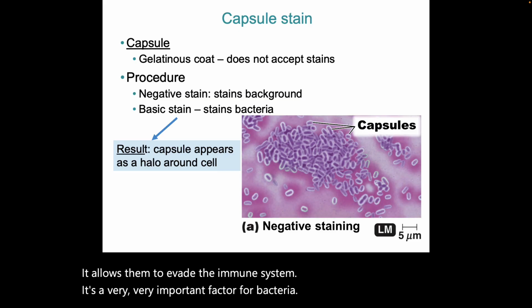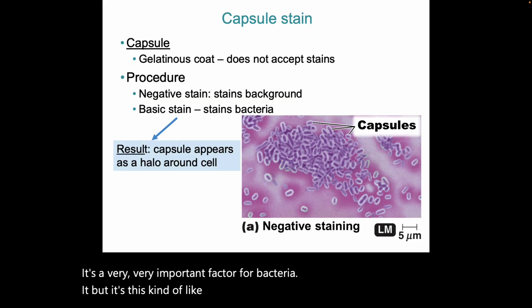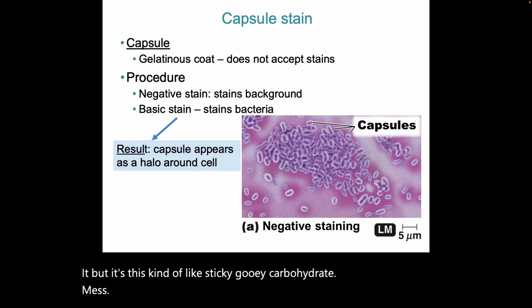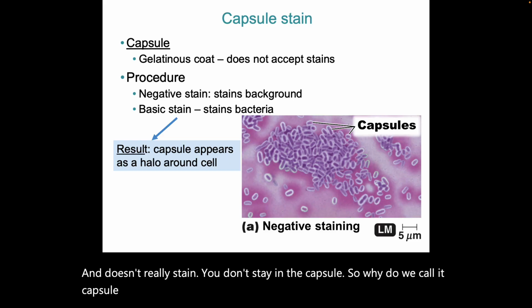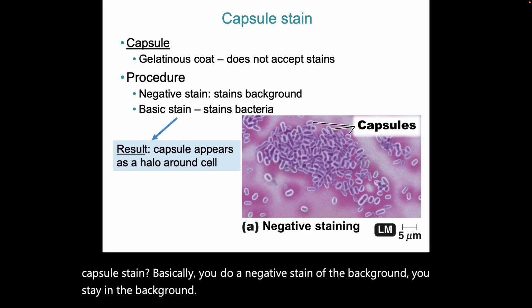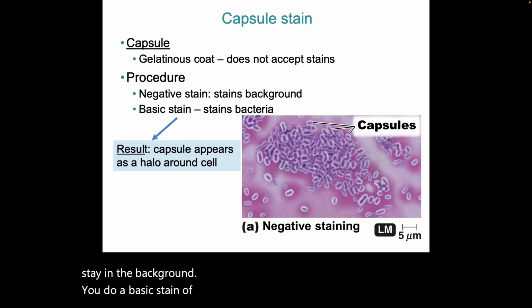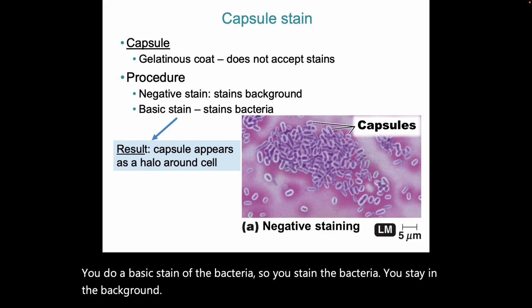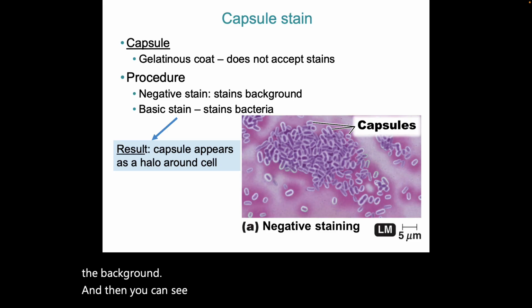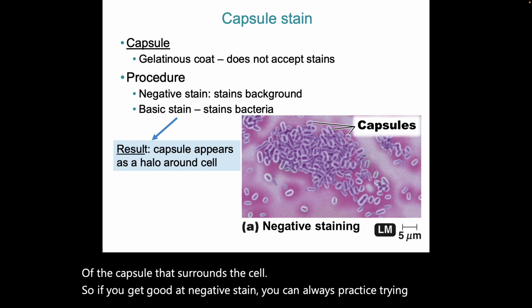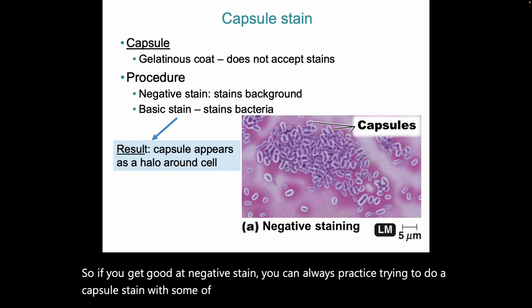But it's this kind of sticky, gooey carbohydrate mess. And it doesn't really stain. You don't stain the capsule. So why do we call it a capsule stain? Basically, you do a negative stain of the background. So you stain the background. You do a basic stain of the bacteria. So you stain the bacteria, you stain the background, and then you can see the halo of the capsule that surrounds the cell. So if you get good at negative stain, you can always practice trying to do a capsule stain with some of your encapsulated bacteria, like Streptococcus pneumoniae.